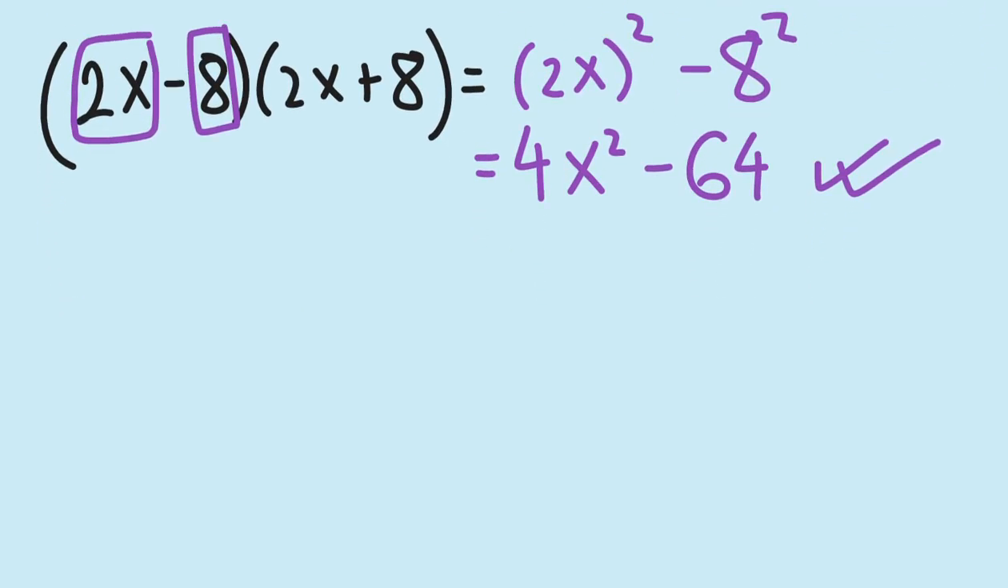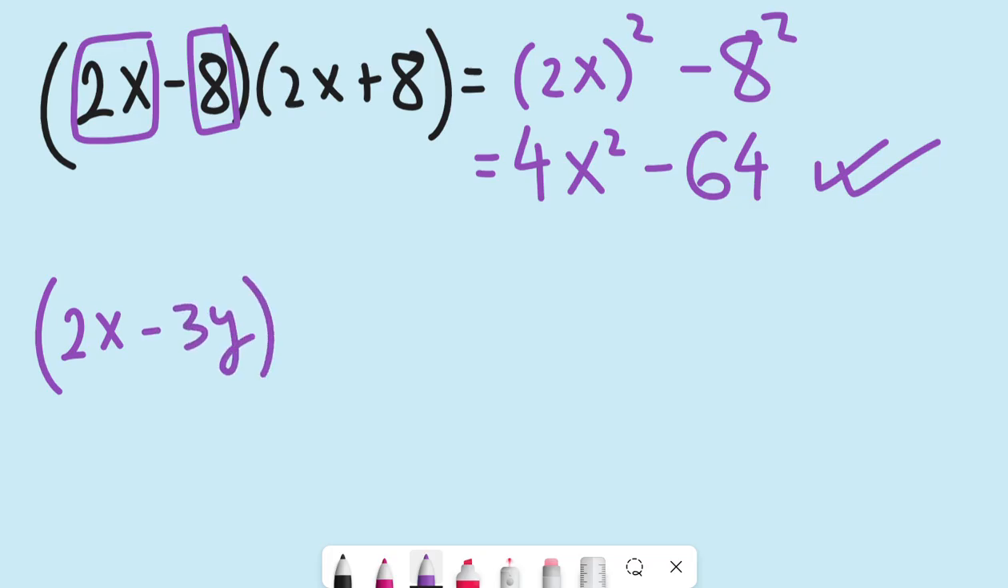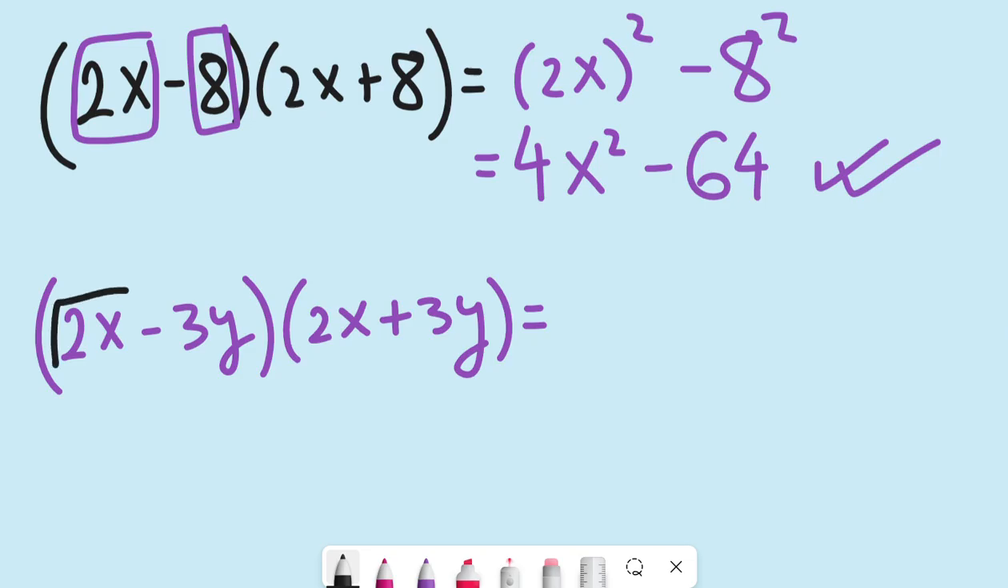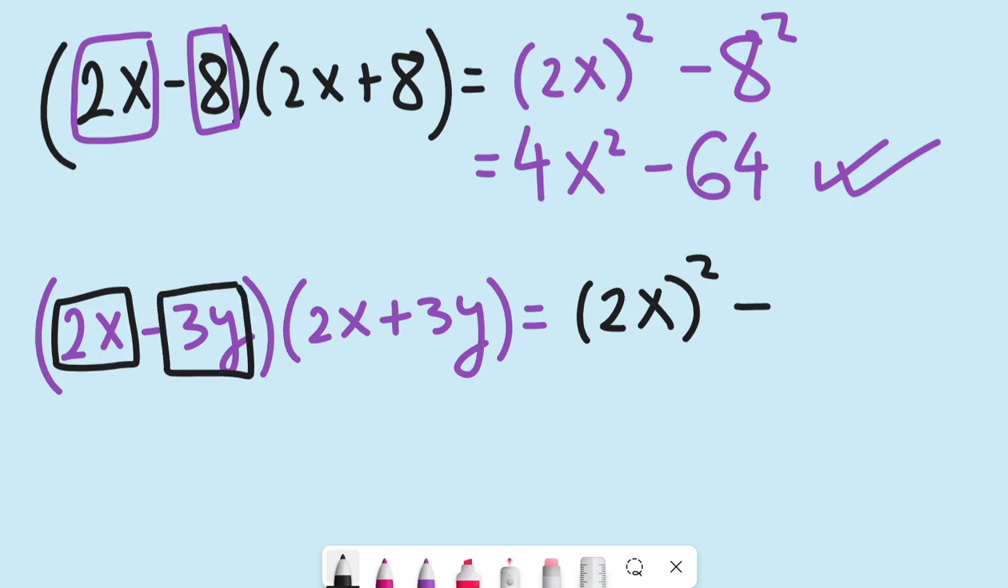Alright, it's getting more and more difficult. What if we have, for example, 2x minus 3y and 2x plus 3y. Alright, we do the same thing. Get your first number and square it. Get the second number and square it. Alright, so what do we have over here?